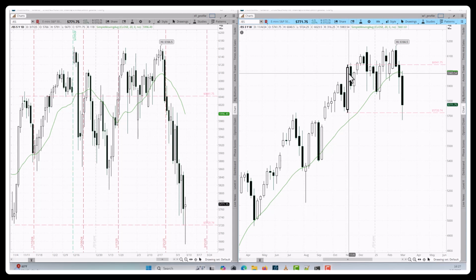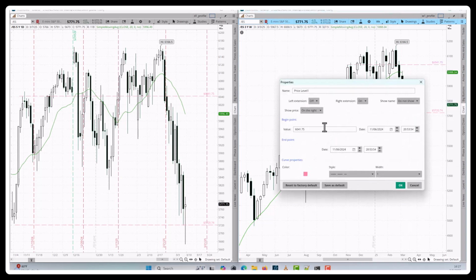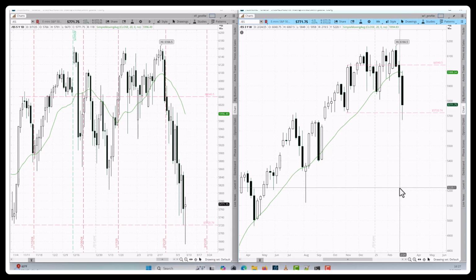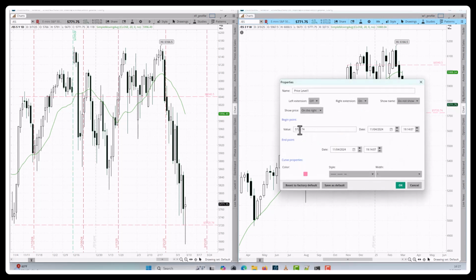So let's make it more accurate. The high of this is 6040 50. Let's fix up this number and make it precise. So that's the high of this candle. And what's the low of this candle? The low of this candle is 5724 25.